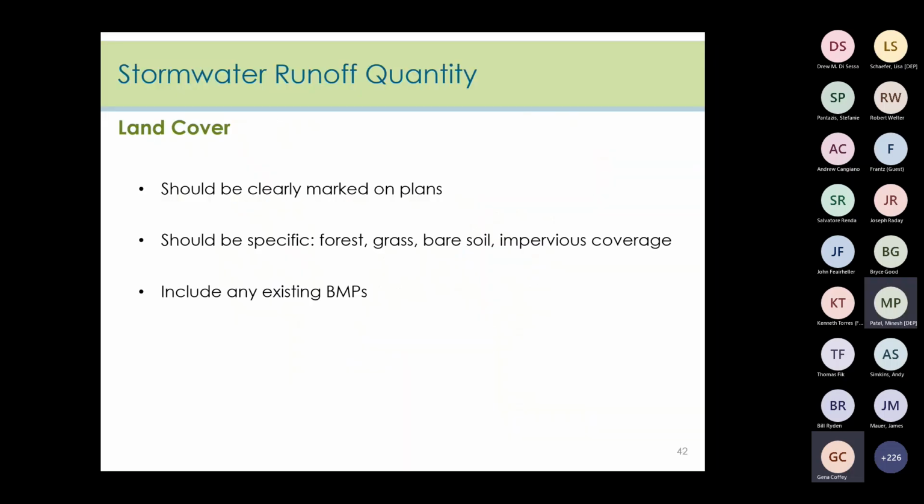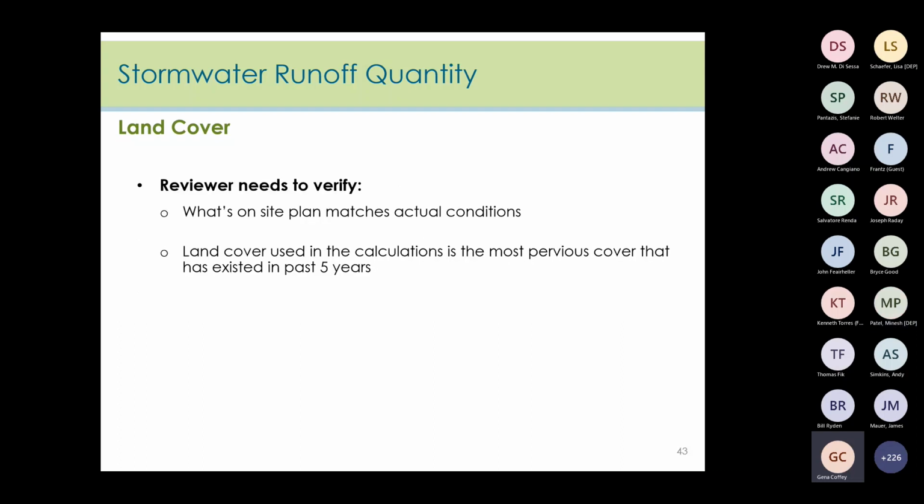The reviewer should be checking land cover next. Land cover should be clearly marked on the plans and be specific to what the land actually is. It should also include any existing BMPs that are on site. The reviewer must verify that the plans and cover descriptions in the report match what is actually on the site. Aerial photos can be used to make sure the most pervious cover that existed in the past 5 years has been used in the calculations. Again, it may be necessary for the reviewer to verify land cover conditions in person to make sure that they've been accurately described.